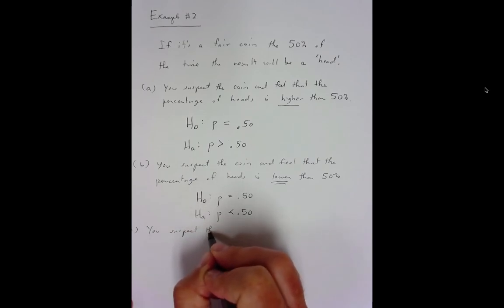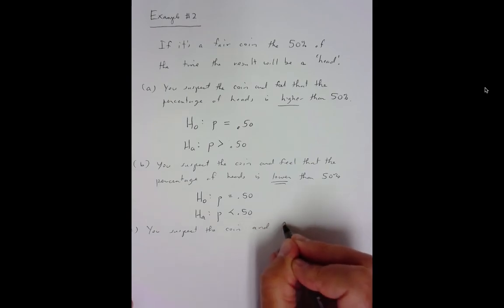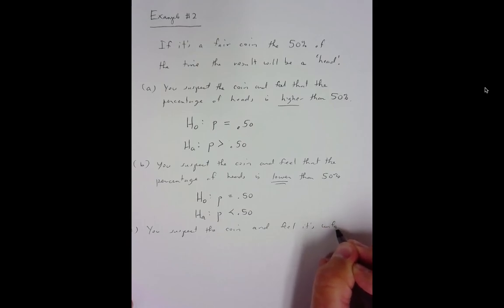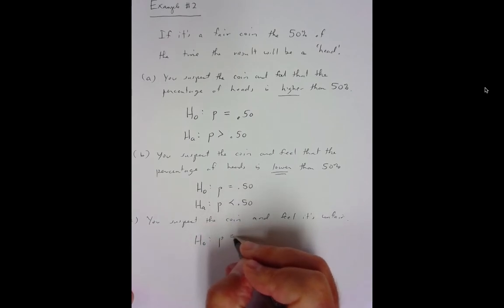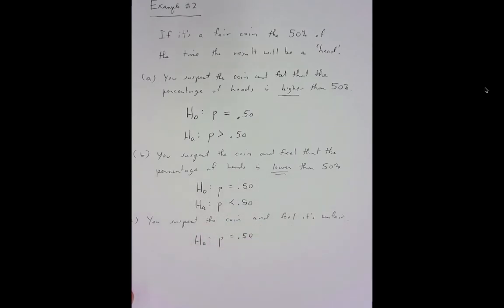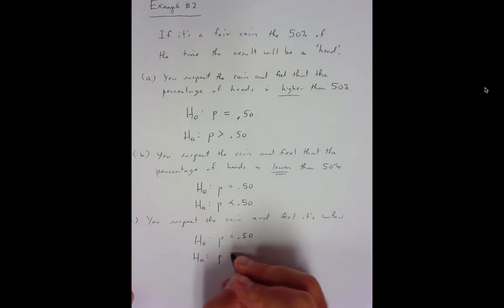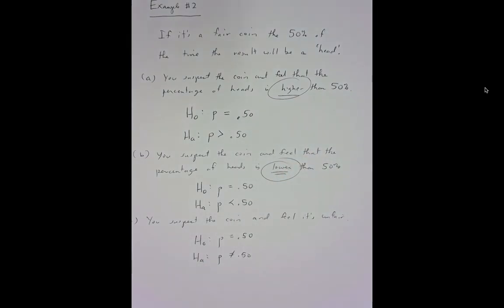You suspect the coin and you feel it's unfair. You don't really know whether the percentage of heads is higher or lower than 0.5. You just don't think it's going to be 0.5. You just don't think the coin is fair. But you're not making any directional statement like you are right there.